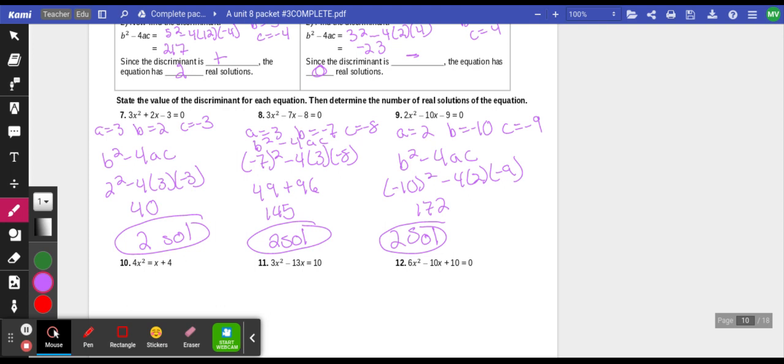Number 8, a equals 3, b equals negative 7, c equals negative 8. I substitute that into b squared minus 4ac, remembering to put negative 7 in parentheses before I square it, and I get 145, so that's positive, so there's two solutions. Number 9, a equals 2, b equals negative 10, c equals negative 9. Again, I substitute that into b squared minus 4ac. Remembering negative 10 in parentheses, I get 172, so there's two solutions.